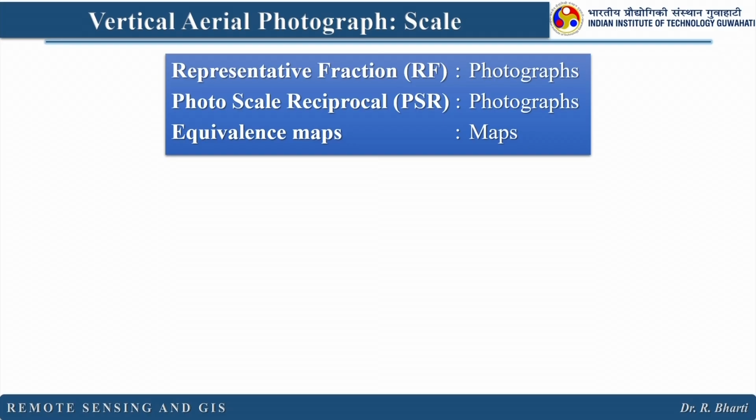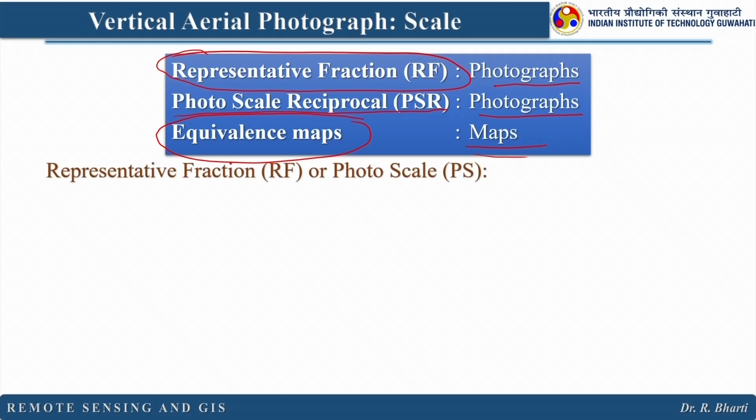Let us see, there are a few terms which you need to understand. First one is representative fraction, RF. From now onwards I will call it RF. That is for the photographs. Then photo scale reciprocal, that is also for a photograph, and equivalence, that is for the map. Now, let us see one by one what they exactly mean and how we calculate them. The first one is representative fraction, or photo scale; both are the same.